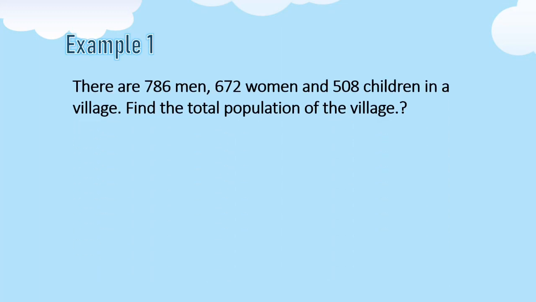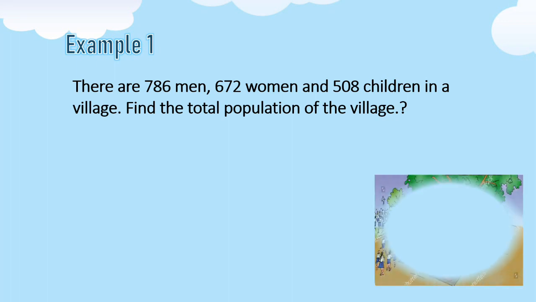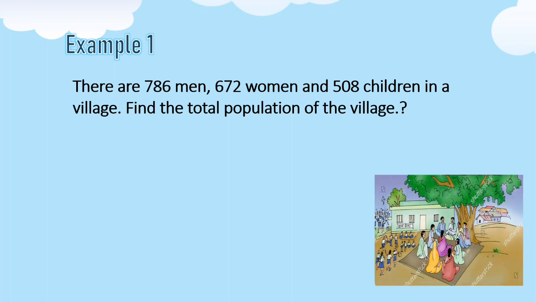Okay students, now let's do some word problems of addition and subtraction. Look at example 1. There are 786 men, 672 women and 508 children in a village. Find out the total population of the village.